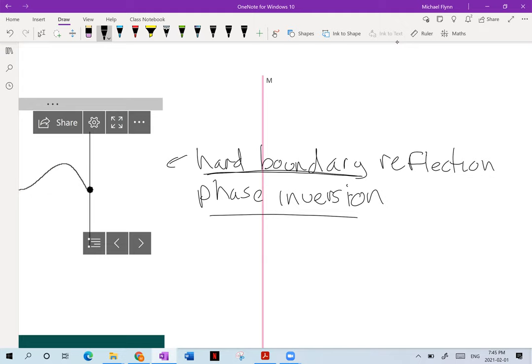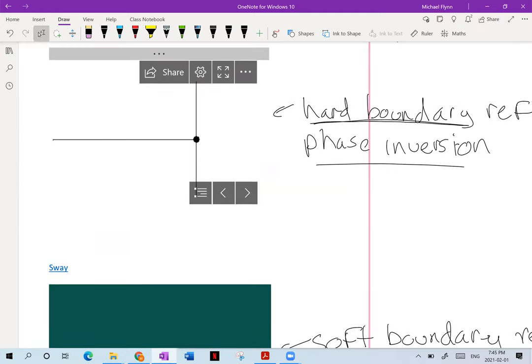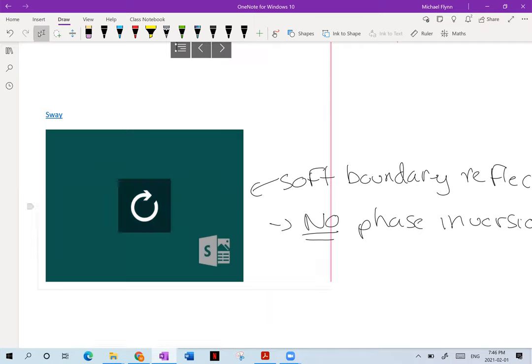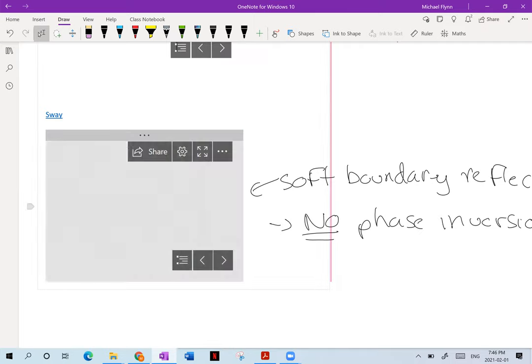I'm not going to show you this animation, but a trough would also become a crest. If a trough were to come in, it would get inverted and become a crest when it bounced off. Whenever waves hit a hard boundary, like a solid wall, they get inverted when they bounce off. Sound waves do that too. You can't really tell because, for your ear, a compression and a rarefaction sound the same. But compressions bounce off walls and become rarefactions, and a rarefaction becomes a compression. That's called a phase inversion.